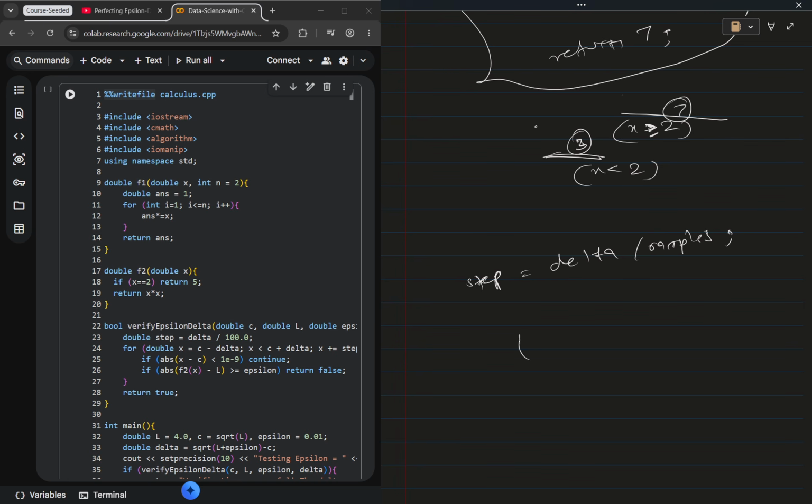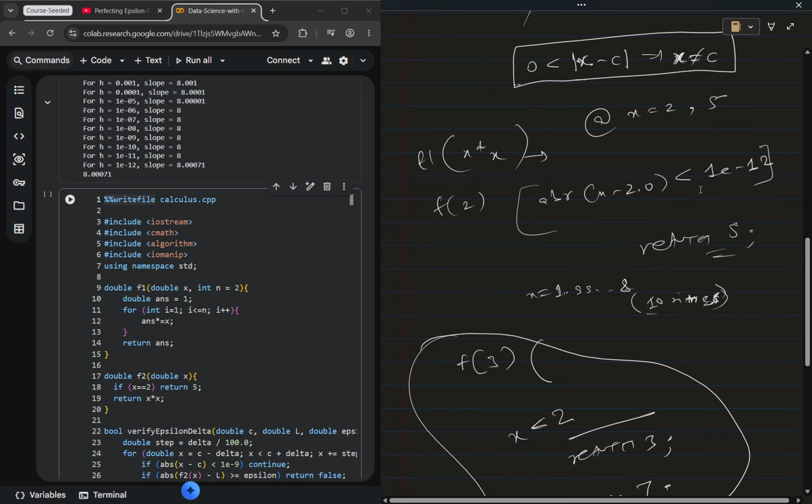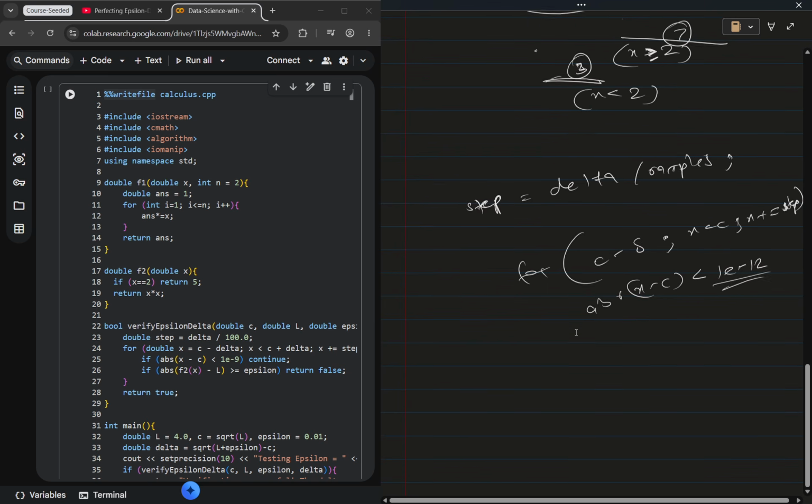Yeah, so we have this for loop in which you can just have your x equals c minus delta. So instead of writing delta again and again, I'll just be using symbols. So x less than c, x plus equals your step. Let's call it step only. So you have this. Let's say the absolute value of x minus c is less than 1e minus 12. Here it was 1e minus 9, but we are taking 1e minus 12, that's the thing we have changed over here. So we are taking 1e minus 12, and obviously you can continue with this.